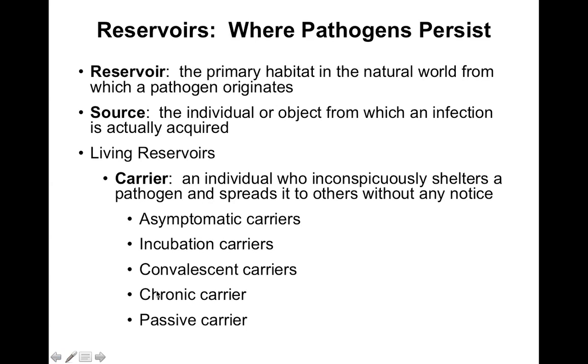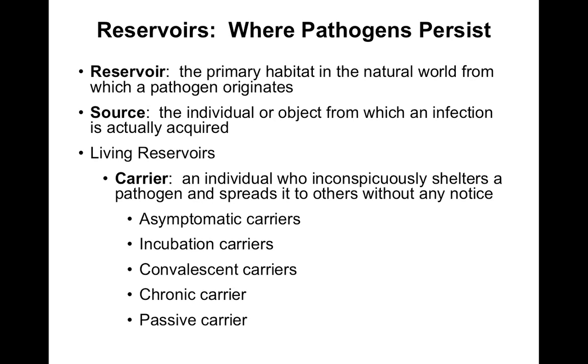So there are living reservoirs. They're generally considered carriers. You have asymptomatic carriers. These are people who do not exhibit symptoms, but they still carry the organism. You have incubation carriers. These are where the organism incubates, grows, and divides, but doesn't necessarily make the person sick, but they can then transmit it on. You have convalescent carriers. These are people who are getting over the disease, and as they're getting over it, they're still infectious. You have chronic carriers. These are people who are always carrying the organism, but don't always display symptoms.